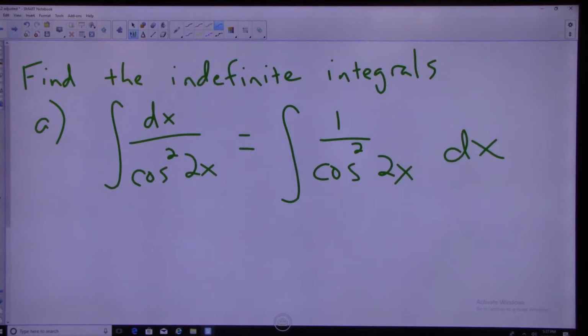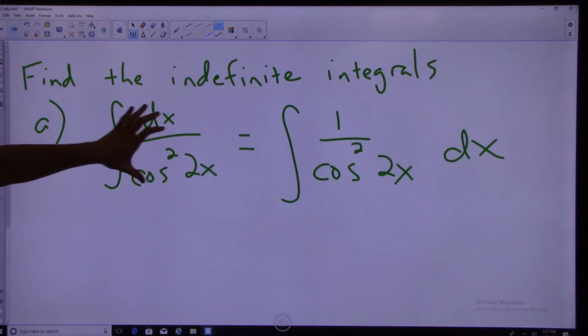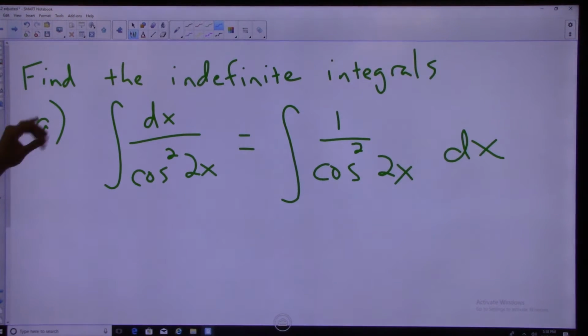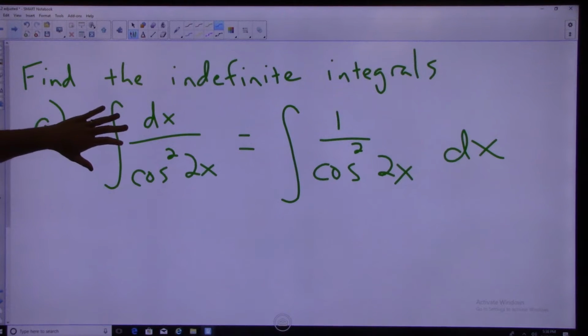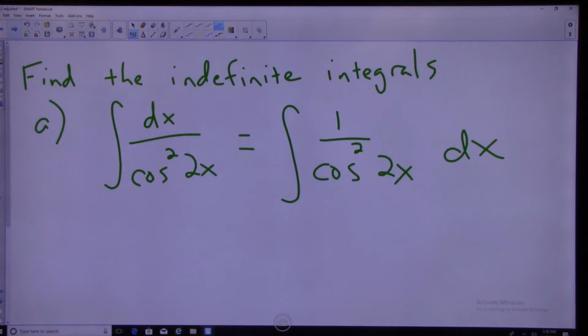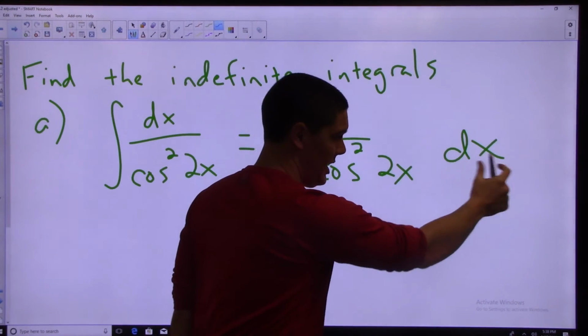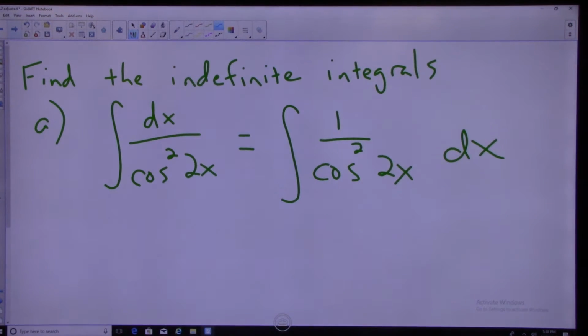So here it is. Find the indefinite integral. I've got multiple examples here, but I'm just going to do part A and part B. The example is this, but I went ahead and rewrote it like this, just so you can understand this is the same thing. If I have dx over the cosine squared of 2x, the dx is in the numerator, but I can always just bring it off to the side and write it as dx over 1. So we can write it off to the side because of that.